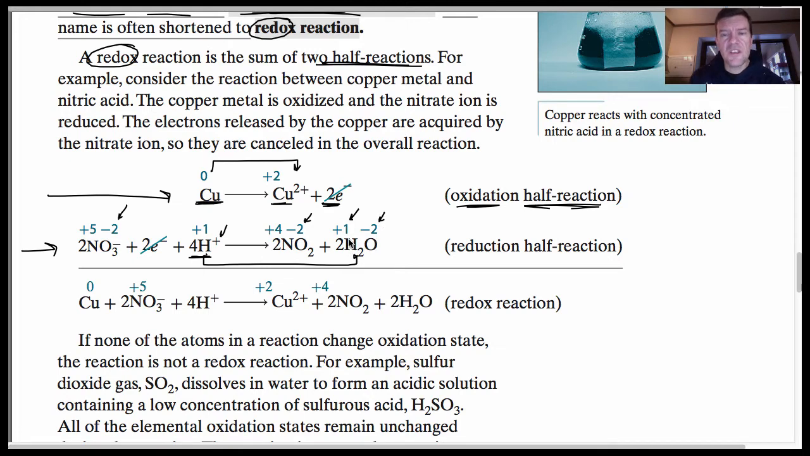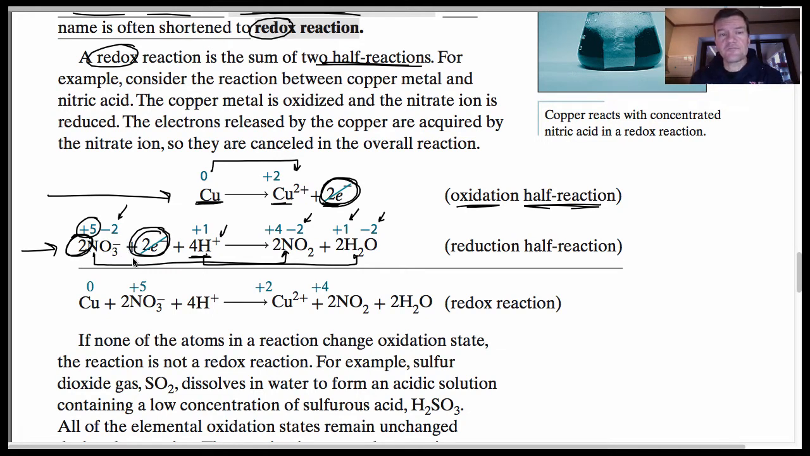What is being reduced? It is the nitrogen. The nitrogen's oxidation number is going from +5 on one side to +4 on the other side. Its oxidation number went down by 1. It gained 1 electron, but you'll notice there's 2 here. It's doubled. So there are actually 2 total electrons that are lost from the copper, and 2 that are gained by the nitrogen.